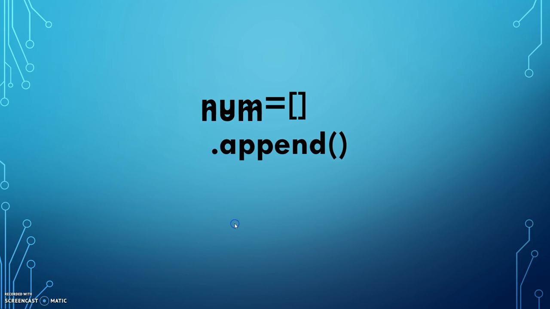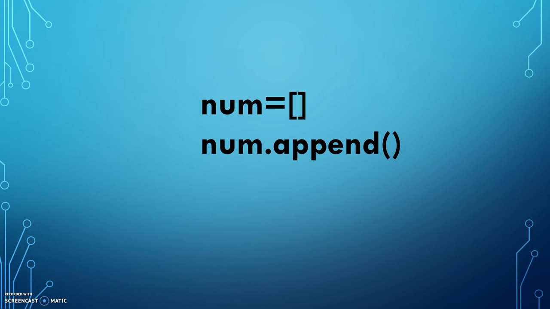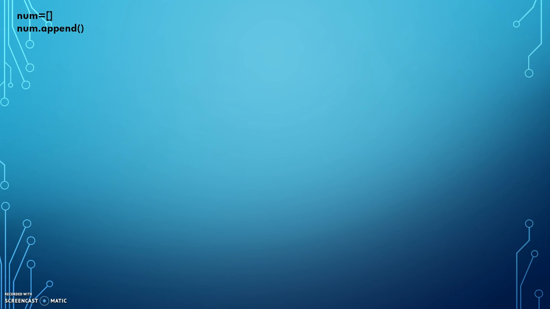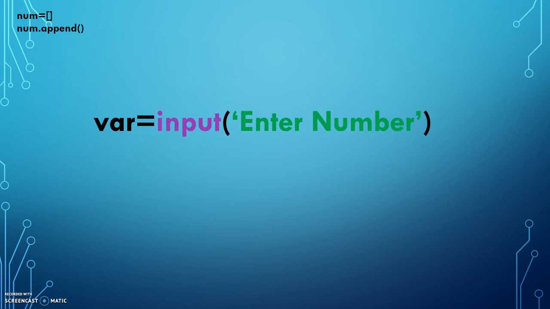So what you would do is put dot append after the list name. So in our case, num dot append, and what goes in between the parentheses is what is going to get appended to the list. So let's set that off to the side for a second, and let's talk about what we're going to use to get the input. And like we learned a couple weeks ago, you use an input statement. I just call it var for a generic variable.